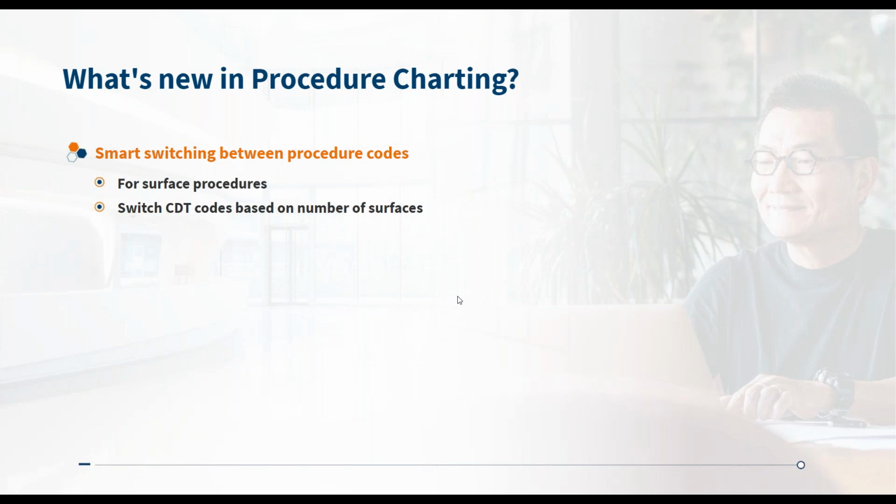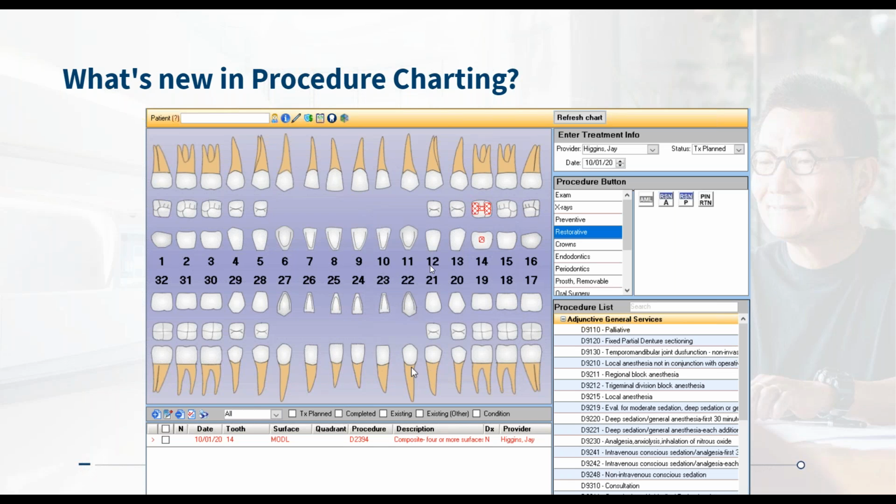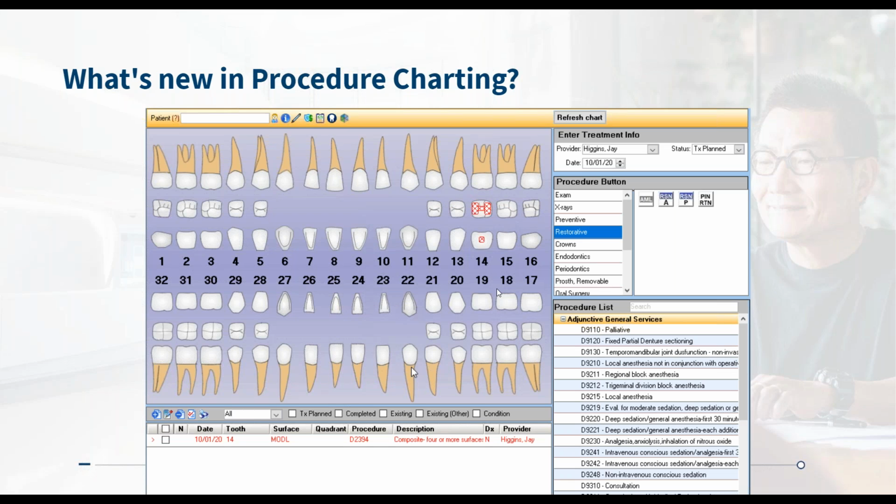If you look at it, selecting a different number of surfaces changes the procedure code. And that is how, with a single option or a single button on your screen, you can change the procedure codes. Selecting the right number of surfaces will switch your procedure selection to the right procedure based on that surface selection.